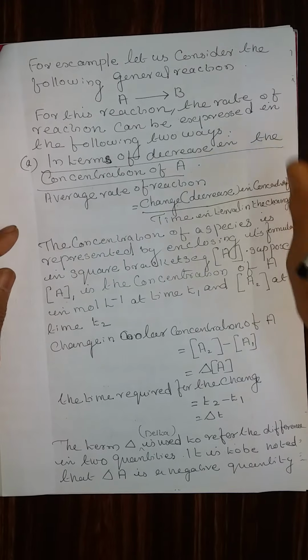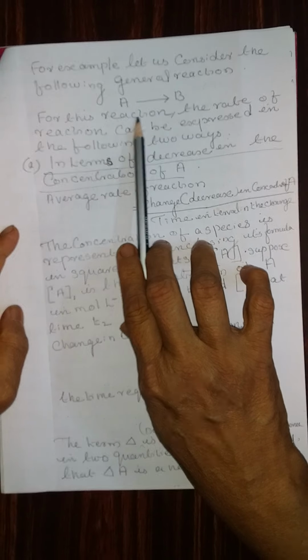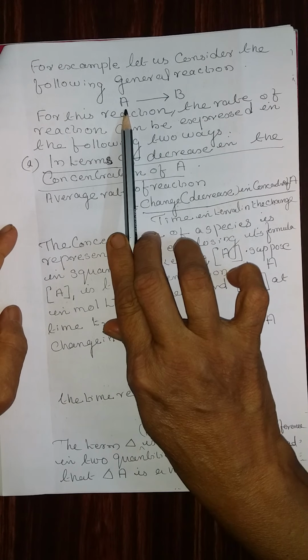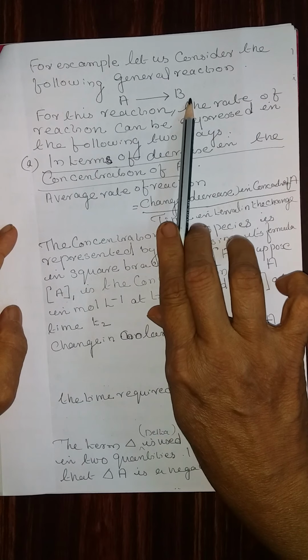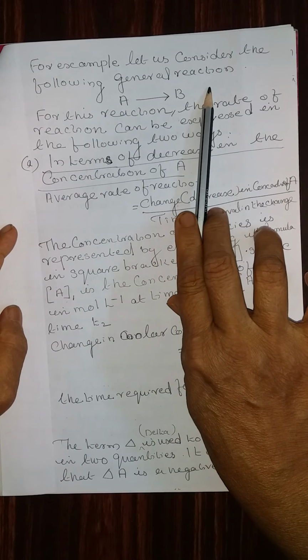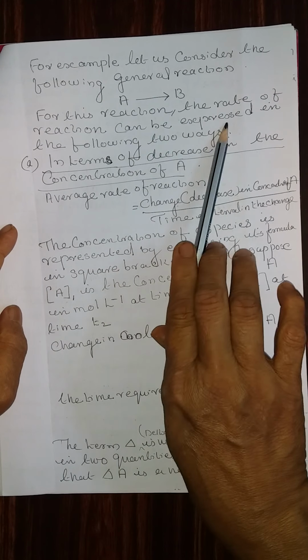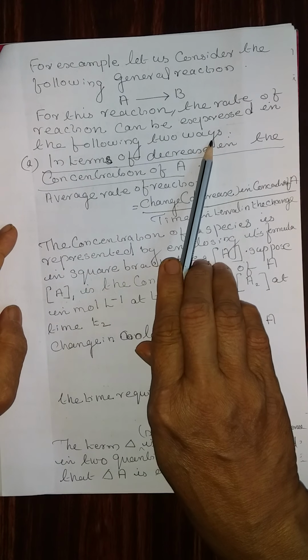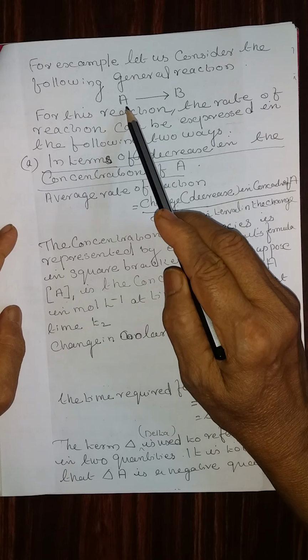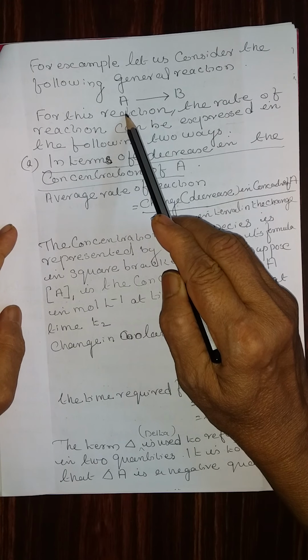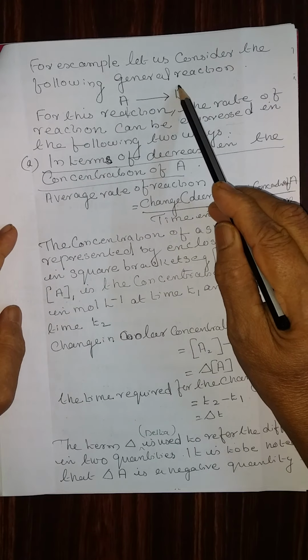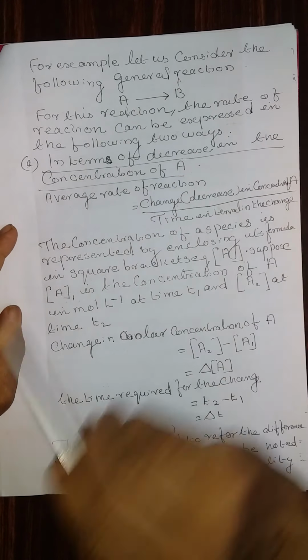For example, we are going to consider a chemical reaction. A reactant A is giving a product B. This is a general reaction. For this reaction, the rate of reaction can be expressed in the following two ways. That means either by the decrease in the concentration of A or the increase in the concentration of B.